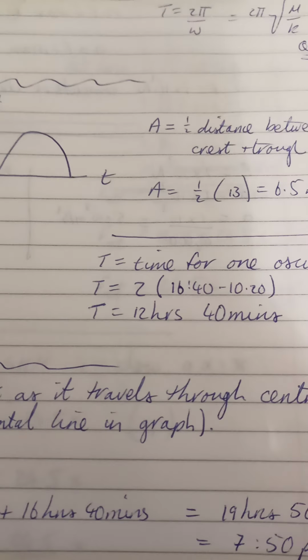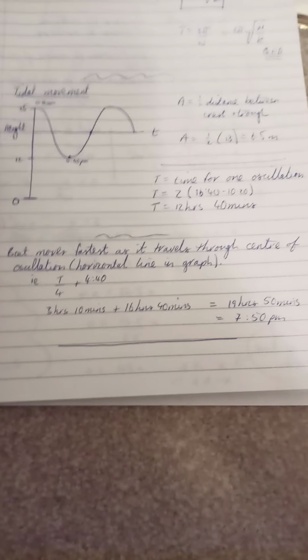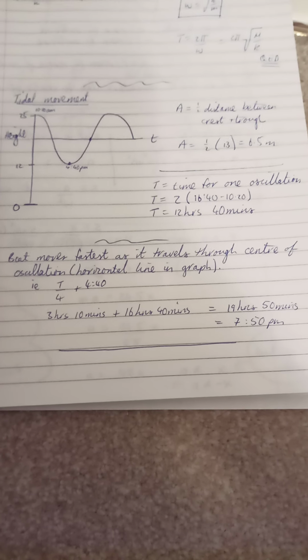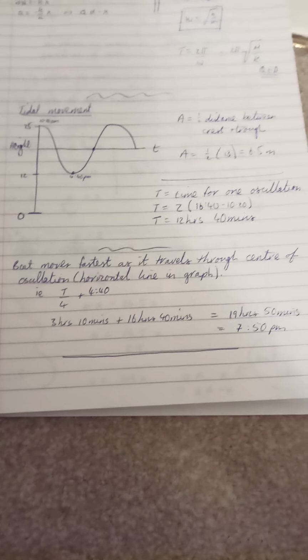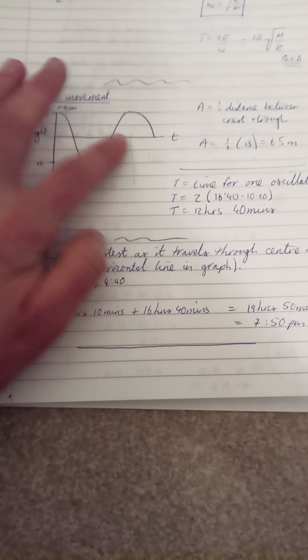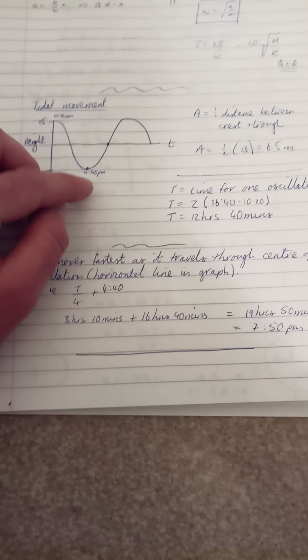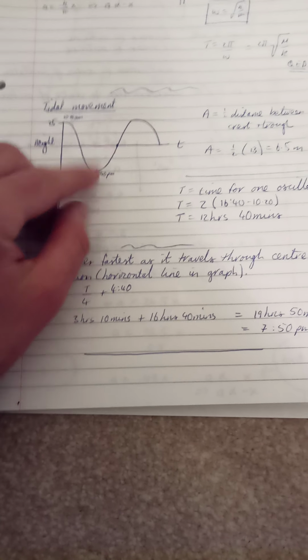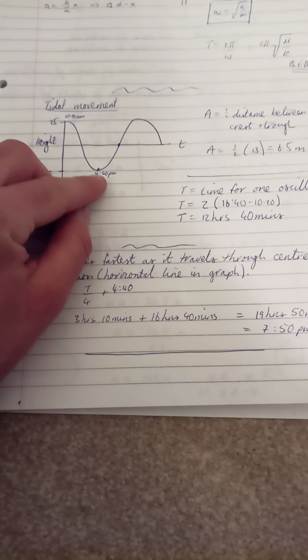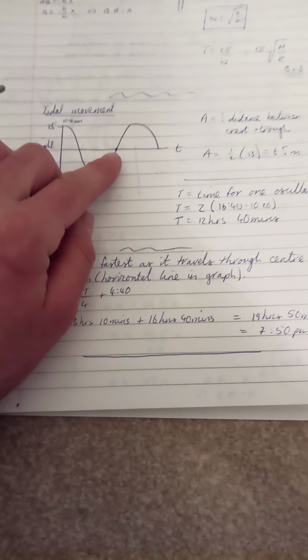Okay, the next thing is, when is the next time after low tide the boat will be moving its fastest? So, I don't know if you can read it there. The boat moves fastest as it travels through the center of oscillation. That's always the same for simple harmonic motion. So that's when it's traveling along the horizontal line of the graph. So it's a quarter of the period from there to there.